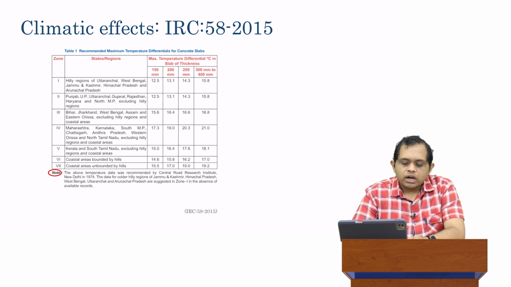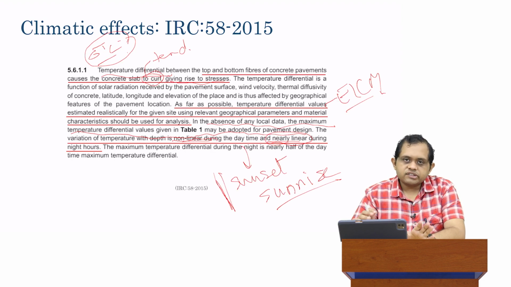So here is table 1, which is from IRC 58. Table 1 is recommended maximum temperature differences for concrete slabs. So as I showed you over here, first of all, the first statement that the code makes is that you should try to consider your own local climate data. In practice, however, that's not really done.